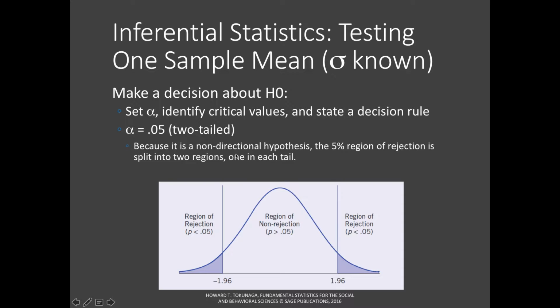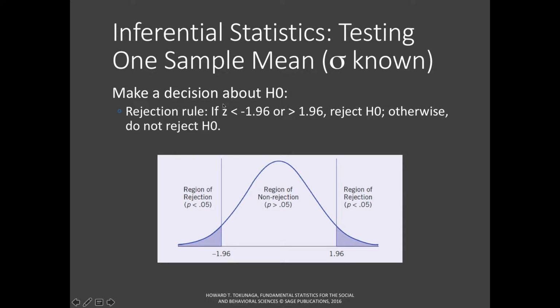Because there's not a direction associated with this, we're not saying that we think that our mean is going to be higher than the population mean or our mean's lower than the population mean. We split that 5% region, 5% of this normal curve, into two regions, one on each side here. That's just how it works. I don't know why, that's just how it works. So this section here and this section here fall in the standard normal curve, that curve that has a mean of 0 and a standard deviation of 1, at the standard deviations of 1.96 and negative 1.96.